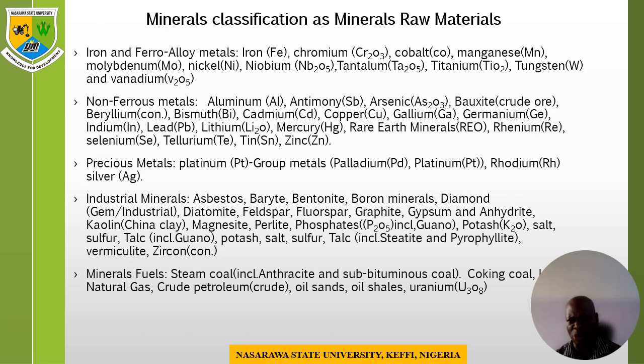For minerals based on raw materials, they are classified into iron and ferrous metals, which include iron, chromite, cobalt, magnesium, molybdenum, nickel, lithium, tantalum, titanium, tungsten, and vanadium. The non-ferrous metals are aluminum, antimony, bauxite, uranium, bismuth, cadmium, copper, gallium, lead, lithium, mercury, rare earth minerals, selenium, thorium, tin, and zinc. The precious metals are the platinum group metals, which are palladium, platinum, rhodium, and silver.